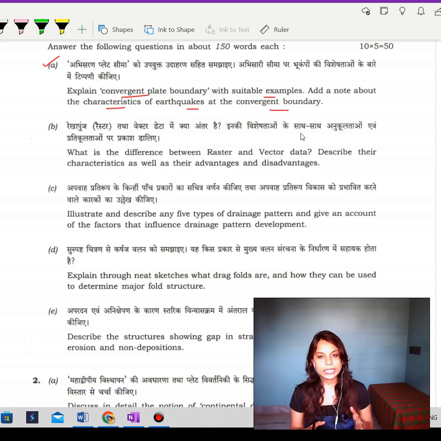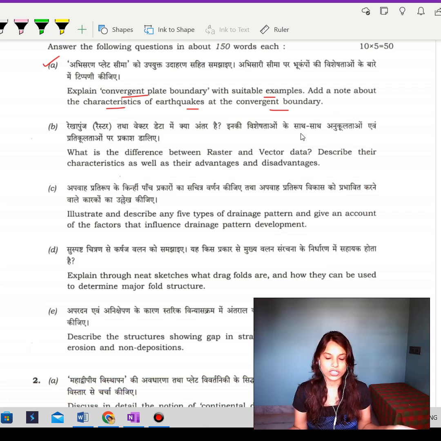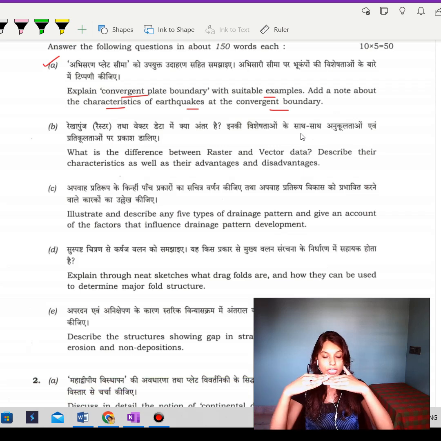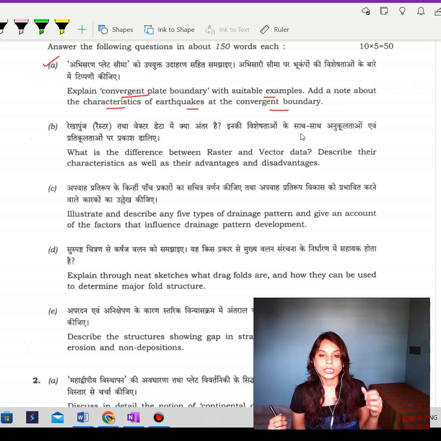Now in continental collision zones, such as the collision between the Indian plate and the Eurasian plate, what happens? Earthquakes often occur due to the immense pressure and strain which is caused by the plates pushing against each other. As I've already told, they push against each other. So these earthquakes can be powerful as well as they can cause significant geological changes.